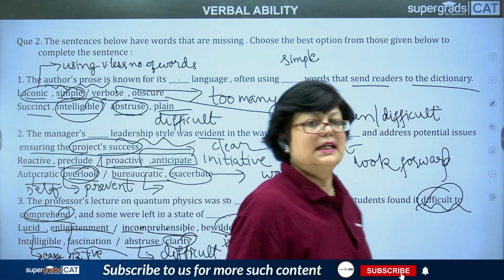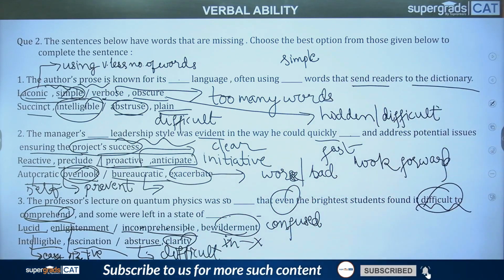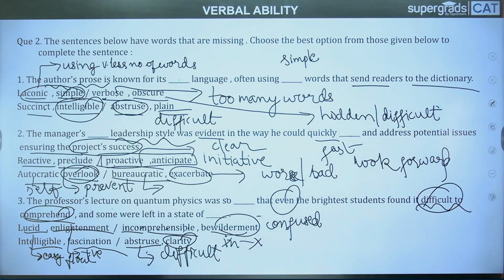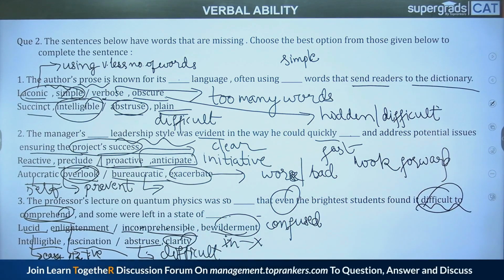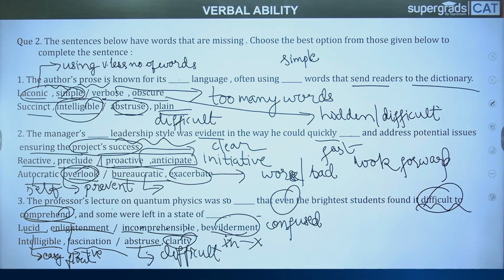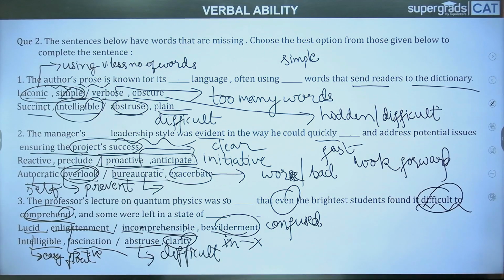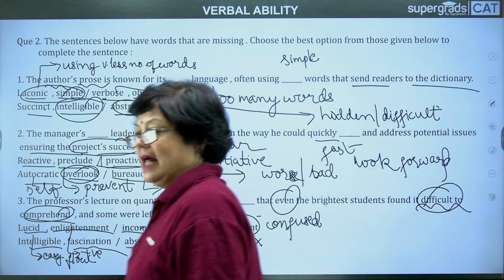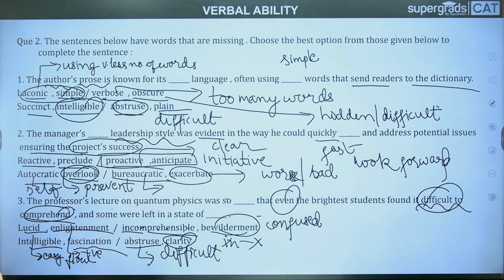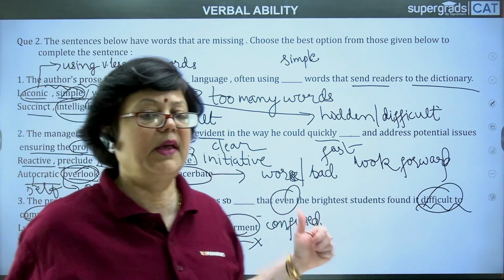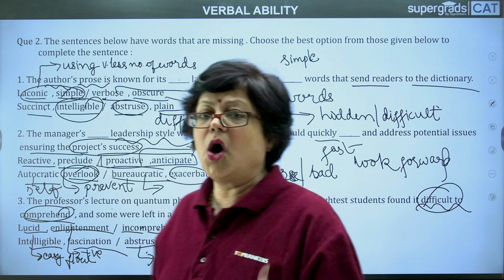Let us read the sentence again to check whether it fits in or not. The professor's lecture on quantum physics was so incomprehensible that even the brightest students found it difficult to comprehend, and some were left in a state of bewilderment. In this way, we have to arrive at the correct option.